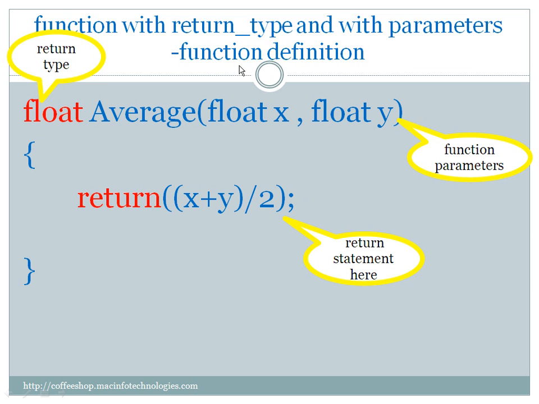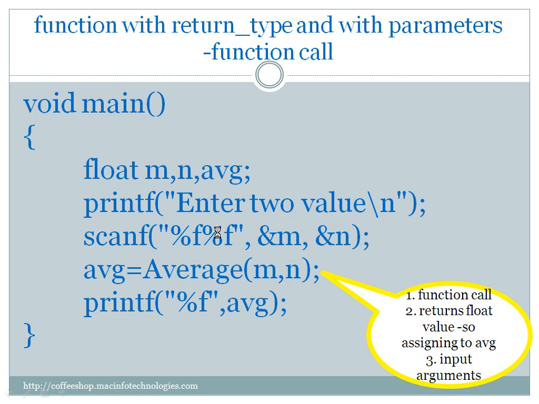We'll see the last type, in which the function has a return type and parameters. This is the function definition. We have a return type of float and two parameters of type float. So we have to send two values to this function. This function returns a value. See, I have used a calculation inside the return statement. After the complete calculation, it will return a float value depending on x and y. X and y are obtained from the calling function.